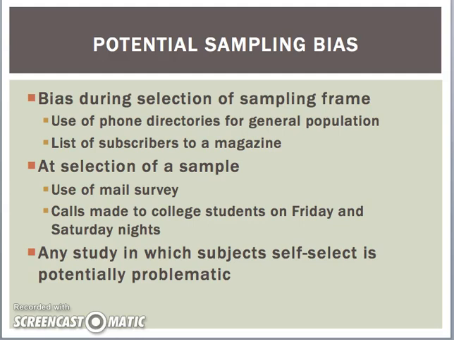So any study in which the subjects select themselves in terms of participation is potentially problematic. It doesn't mean that you can't do it that way, but when you list the limitations of your survey, you need to list what these potential biasing agents are so that the consumers of this information in your survey understand where the limitations actually lie.